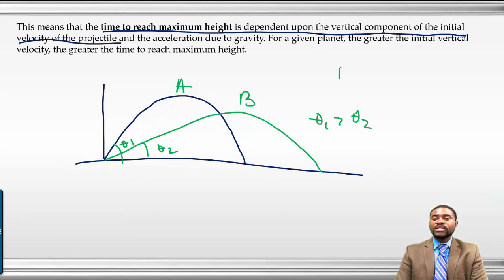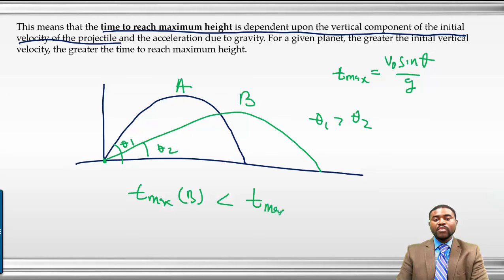Remember that the time to reach maximum height is equal to what? V naught sine theta over g. If theta is large, the sine of theta will be large, and therefore the time to reach maximum height will be large. So two particles are projected simultaneously, one with a larger angle and one with a smaller angle. Which one will hit the ground first, A or B? B will hit the ground first. So the time to reach max height for B is less than the time to reach max height for A. So B hits the ground first.